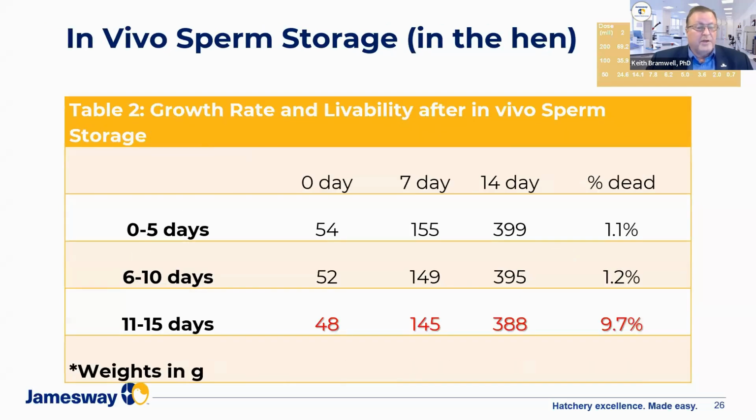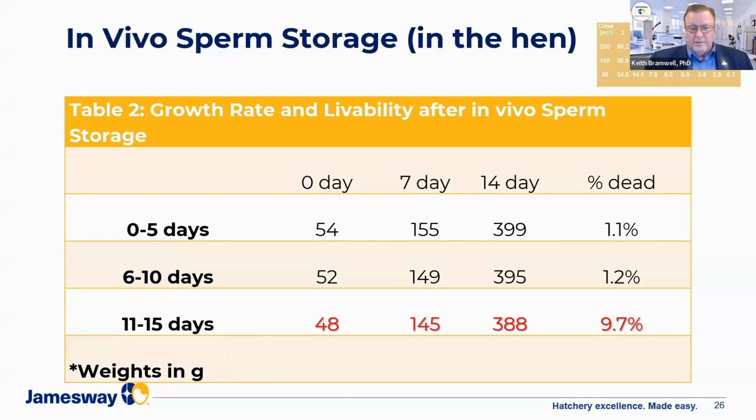And then when we also tried to grow these out, we see the same scenario. When we're looking at eggs from hens 2 weeks, 11 to 15 days after a single mating, there's still some fertility there, but we raised the broilers, grew them out, and we saw a smaller day 0, or day of hatch, body weight. 7-day body weight was less, 14-day body weight was less, and the mortality was significantly more here.